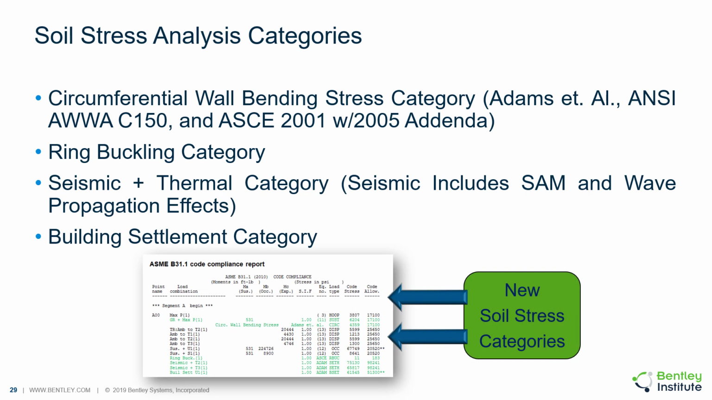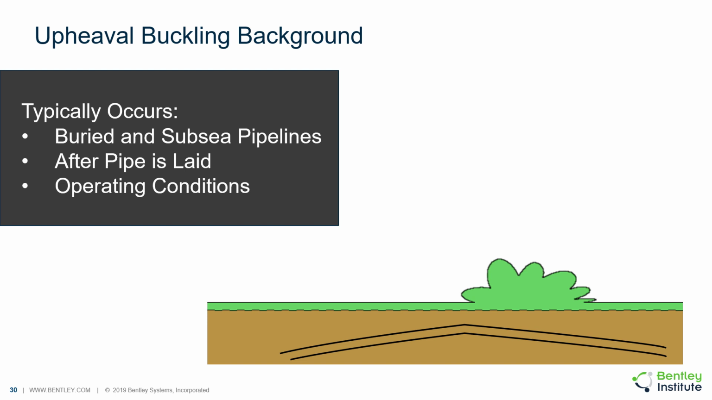And we have multiple soil stress analysis categories that we can add to our code compliance report from, including these different loads: the circumferential wall bending stress category, the ring buckling category, the seismic plus thermal category, and the building settlement category. Lastly, the newest buried piping capability that we've added is upheaval buckling.